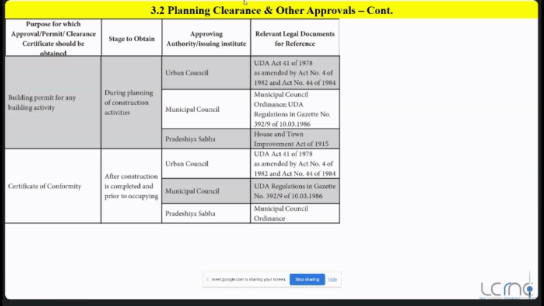And not only that, after the planning phase also there are certain approvals you need to obtain from the urban council, municipal council, and also from the Pradeshiya Sabha. The most important document will be the certificate of conformity, normally we call it COC. The COC is the final approval you need to obtain before occupying the house or any structure. You can see in the second column, stage to obtain, it's mentioned as after construction is completed and prior to occupying.